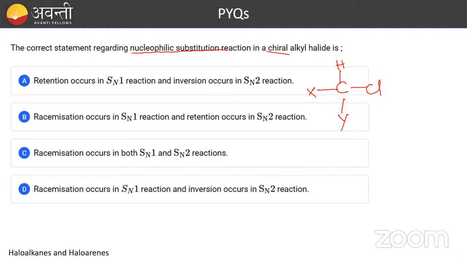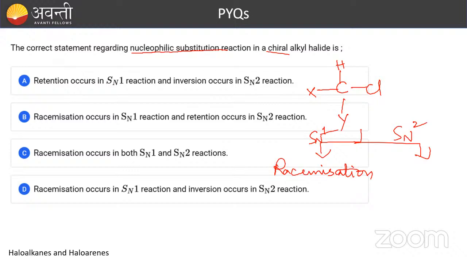So we have studied two types of reaction, SN1 and SN2. In SN1, racemization occurs, and in SN2, inversion occurs, right? So that is what we have studied, no? In SN1, we get a 50-50 mixture, right? Racemic mixture we will get. So that is called racemization, where we get both the inverted product and the retention product. But in case of SN2, 100% inverted product only we will get.